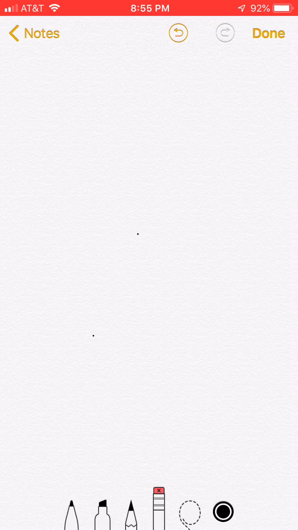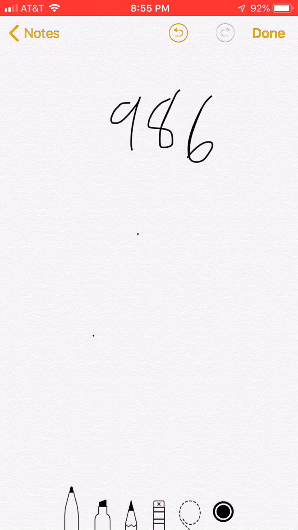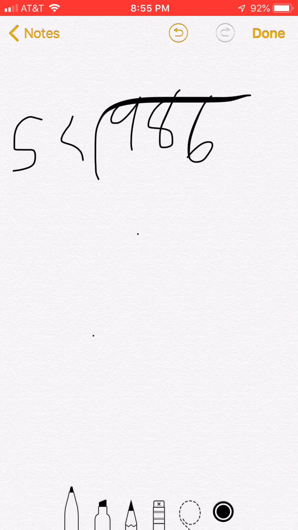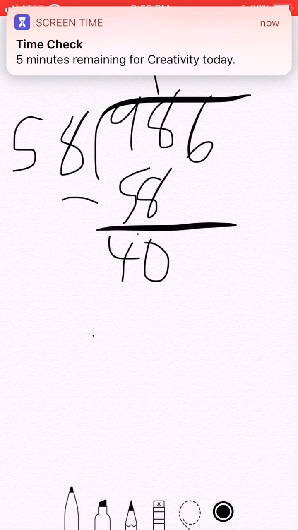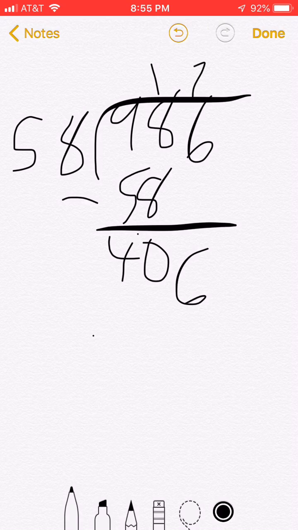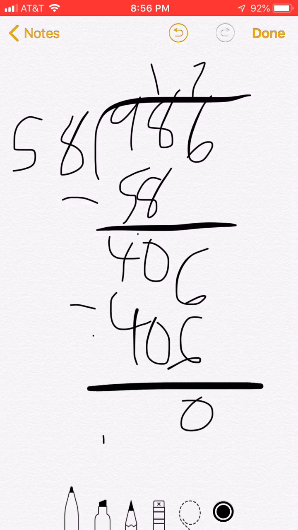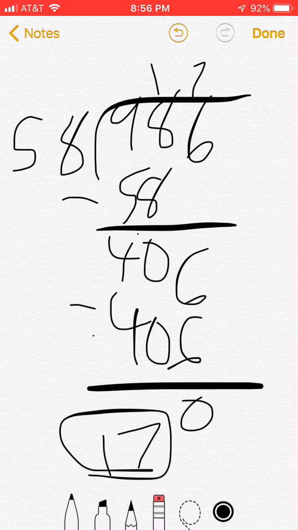Then our next practice problem was 986 divided by 58. So now that 58 goes into 98 1 time, so minus 58 to get 40, 406. 58 goes into 406 exactly 7 times. So our answer is 17.